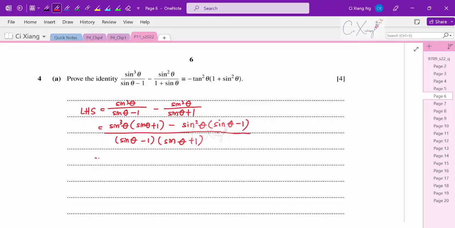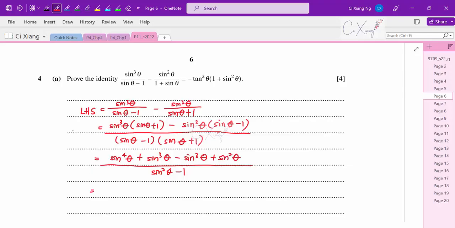Alright, so we have a big fraction here. Try to simplify the expression for the numerator and denominator. For the denominator, if I multiply them, I have sine squared theta minus 1. Then for the numerator, I will try to expand everything. So I will have sine power 4 theta plus sine power 3 theta, then minus sine power 3 theta plus sine square theta.